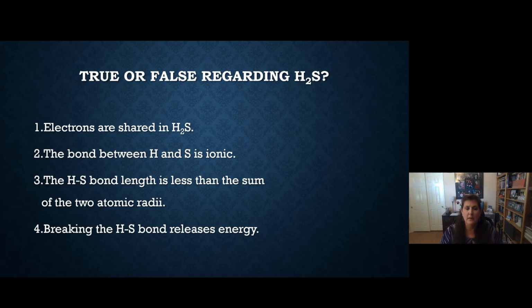Number four, breaking the H-S bond will release energy. Breaking the bond. So think about breaking a bond. When we break a bond, do we release energy or put energy into something? Yeah, we put energy into the bond. So that's false. So true, false, true, false. Good job.